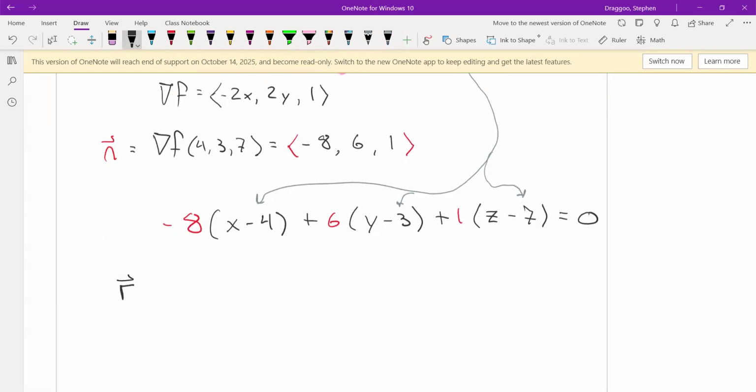And for my final trick, which I'm sure I'm out of time for, but I'm going to do anyway, my normal line: negative 8, 6, 1, that vector, times t plus the position vector for my point, which was 4, 3, 7. Again, normal line and tangent plane are just built of the same components, but organized differently. One's a plane, the other's a line. One's a scalar equation, the other's a vector valued equation.